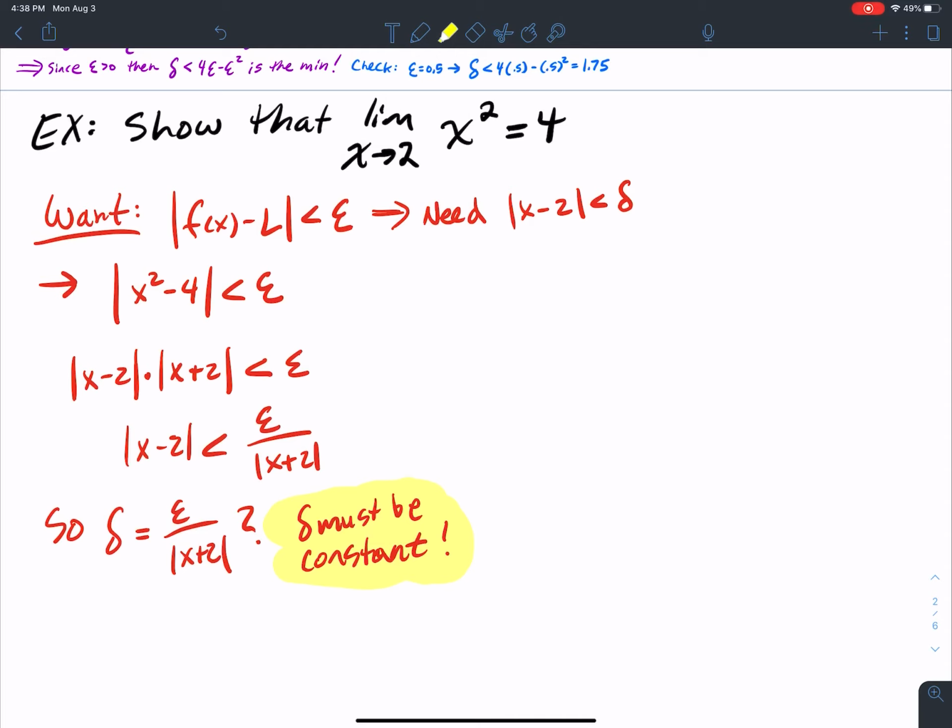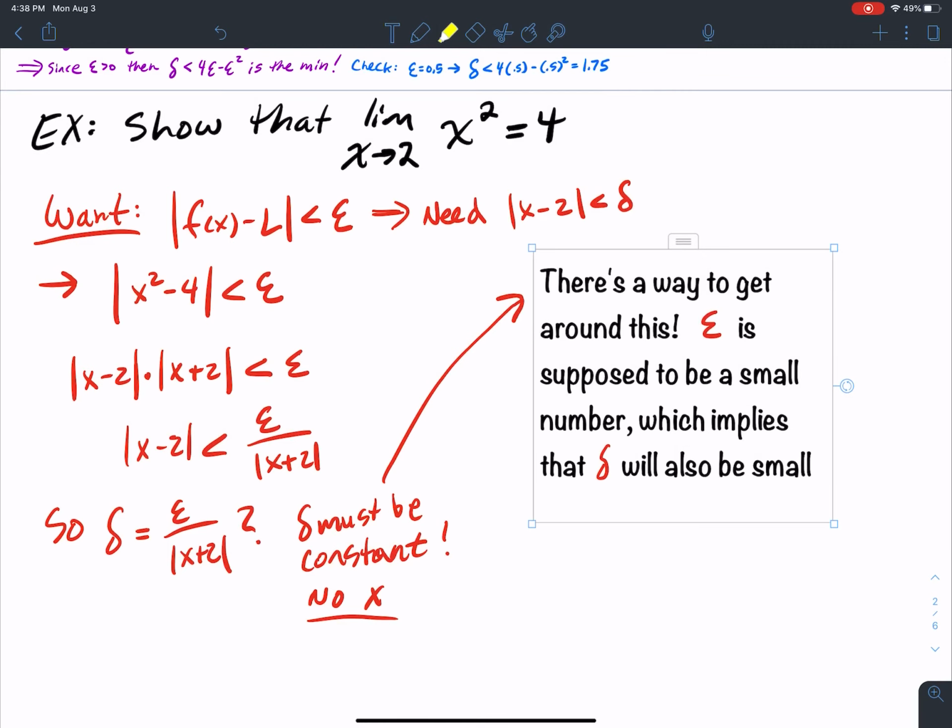So we've got a situation here because I've got an x in here, which all of a sudden makes delta not a fixed number anymore. So there's a way to get around this. And the way to get around this is relying on the fact that epsilon is supposed to be a small number. Remember, epsilon is greater than 0. We're thinking of some really small number like 0.0001, right? So something tiny, okay? If epsilon is this small positive number, that implies that delta is going to be small too, okay?